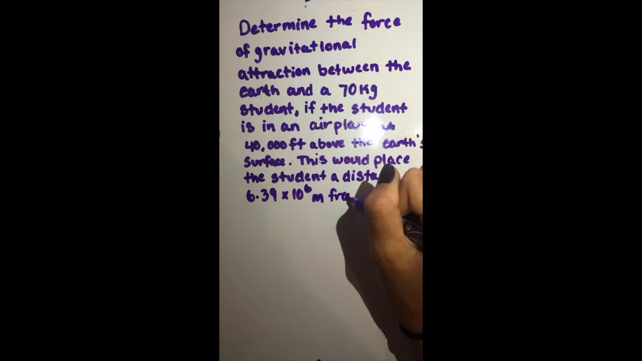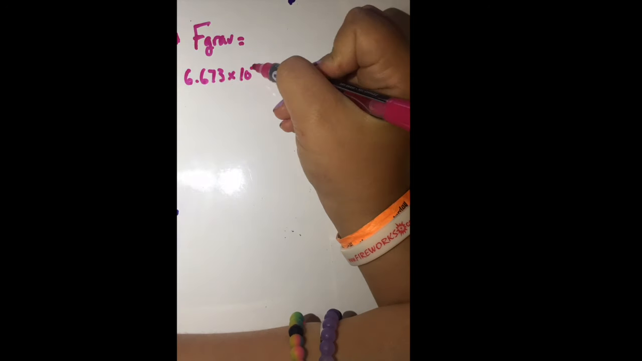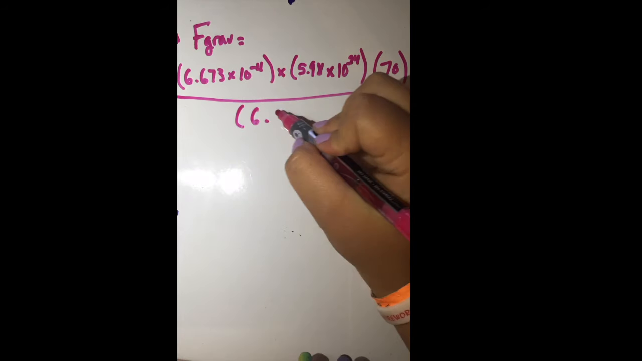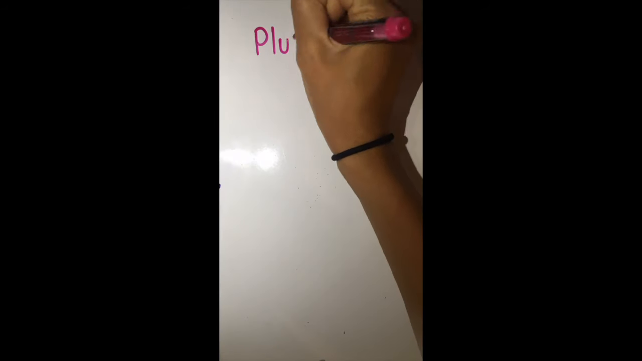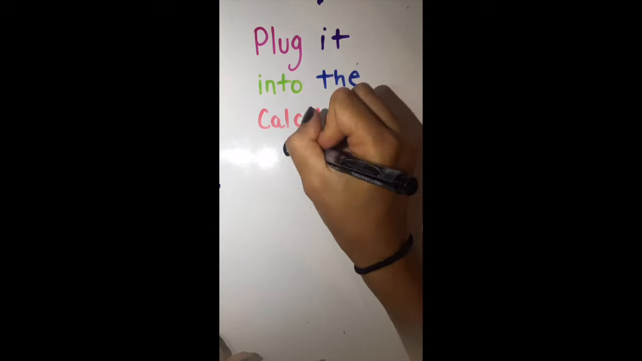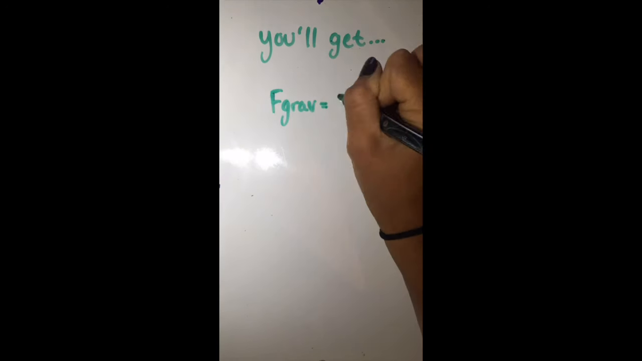Now for the sample problem, we were able to substitute the given values of G, m1, m2, and r into the universal gravitation equation to solve for F-grav. Now that we have our values, plug it into the calculator and you'll get F-grav to be 686 newtons.